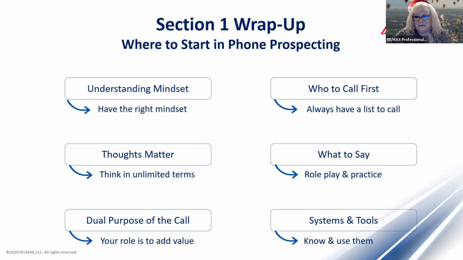Okay. So who do we have? Who do I call first? So always have a list every day. That's part of what we did with the journal, is identifying 3 people from your sphere of influence that you need to call that day. 3 people. That's it. Right? Just 3.